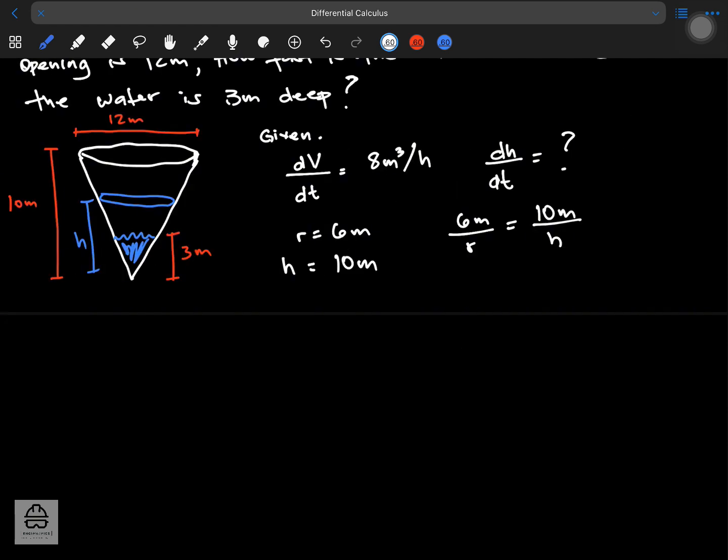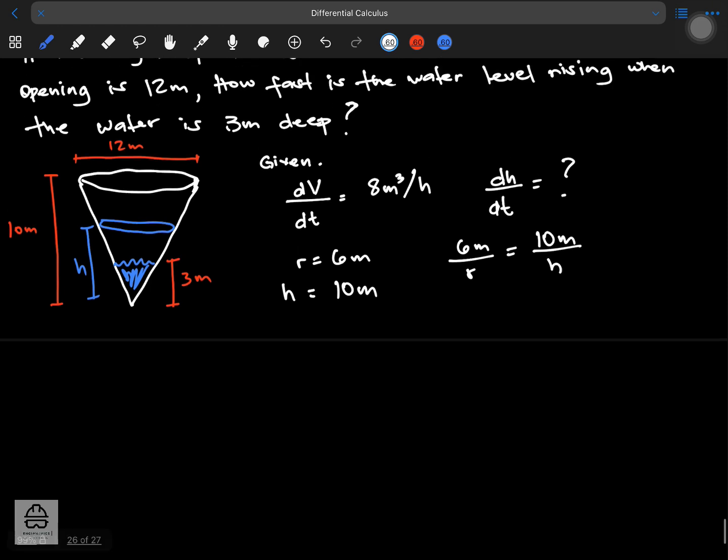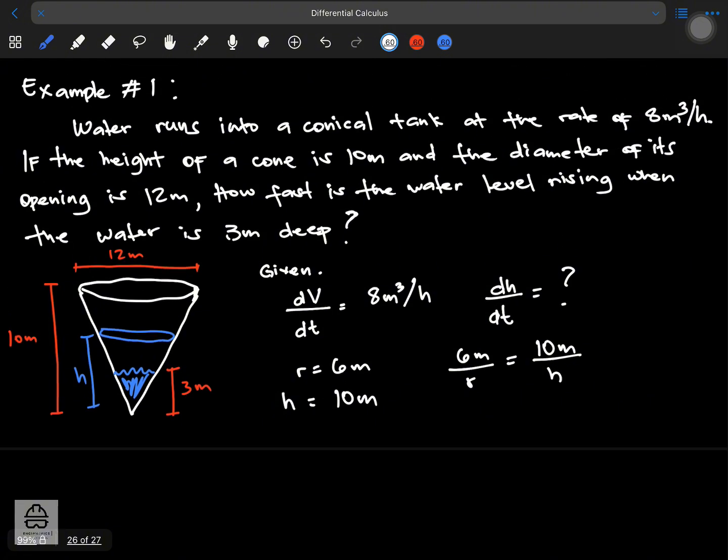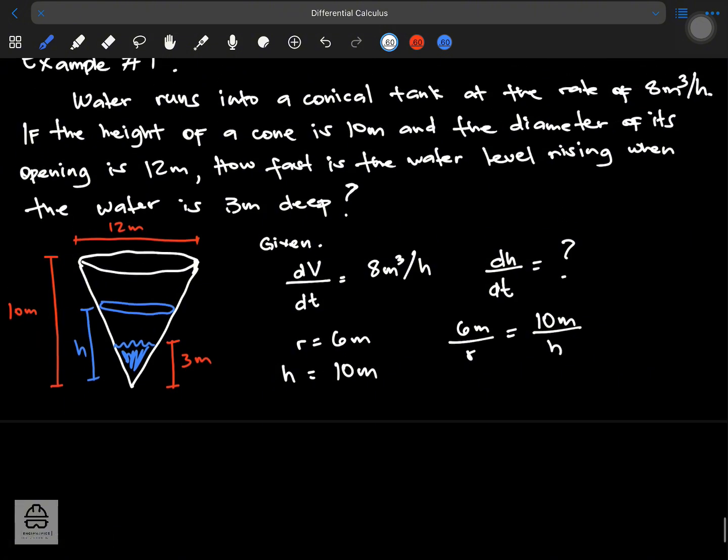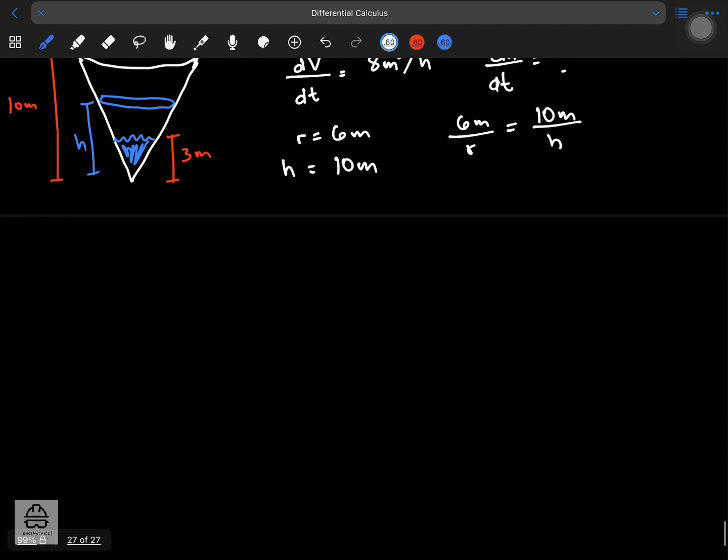So next, we have to find an equation that would relate to our problem. For example, in our problem here, we have a conical tank. It means that we will be looking for the volume of a cone formula. Please take note that the volume of a cone is equal to 1/3 times pi times r squared times height.